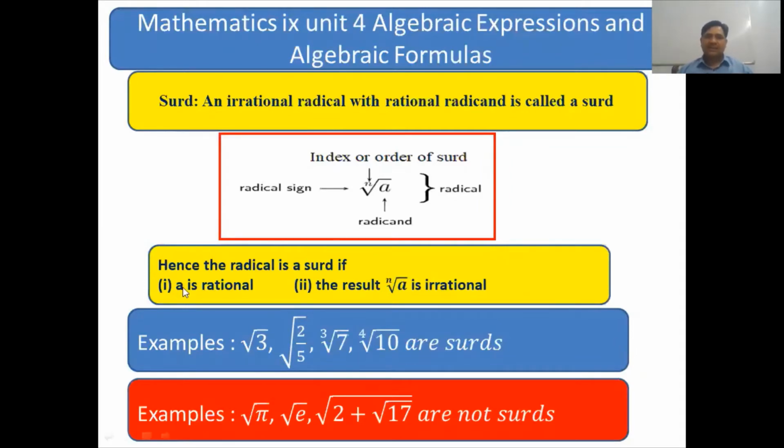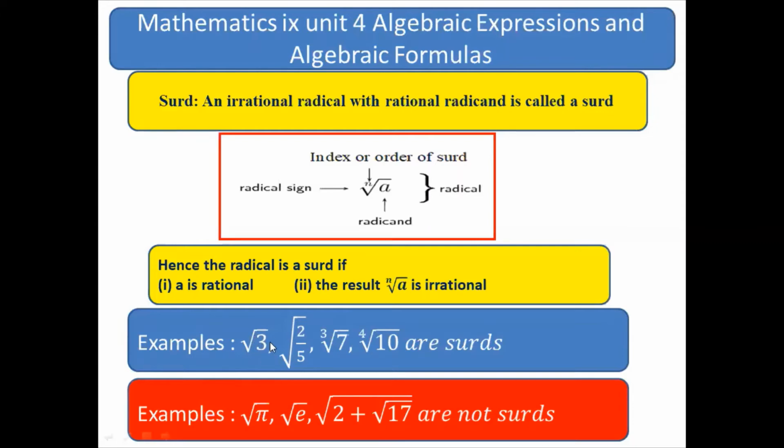The first condition is that this radicand a is rational, which means this a must be a positive rational number. And the second condition is that the result is irrational. So this nth root of a must be irrational. That means this radical must be irrational. Here are some examples of surds.